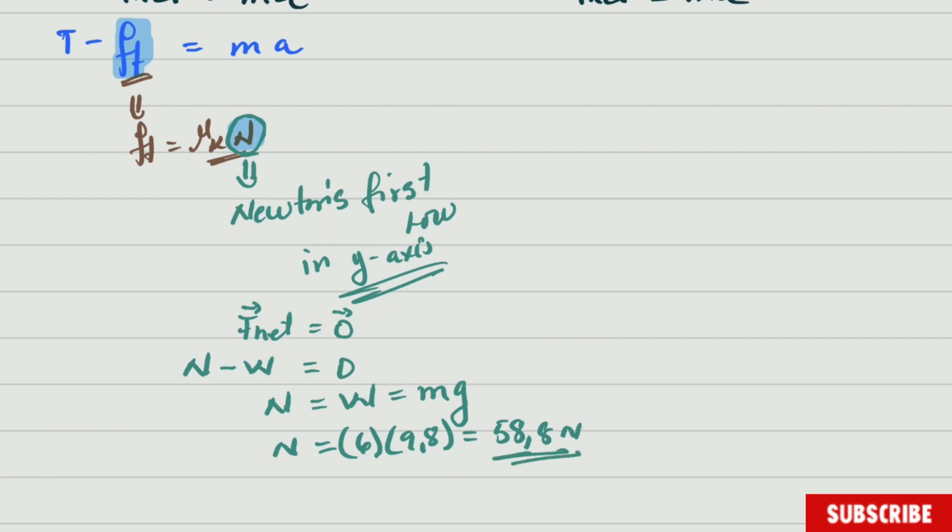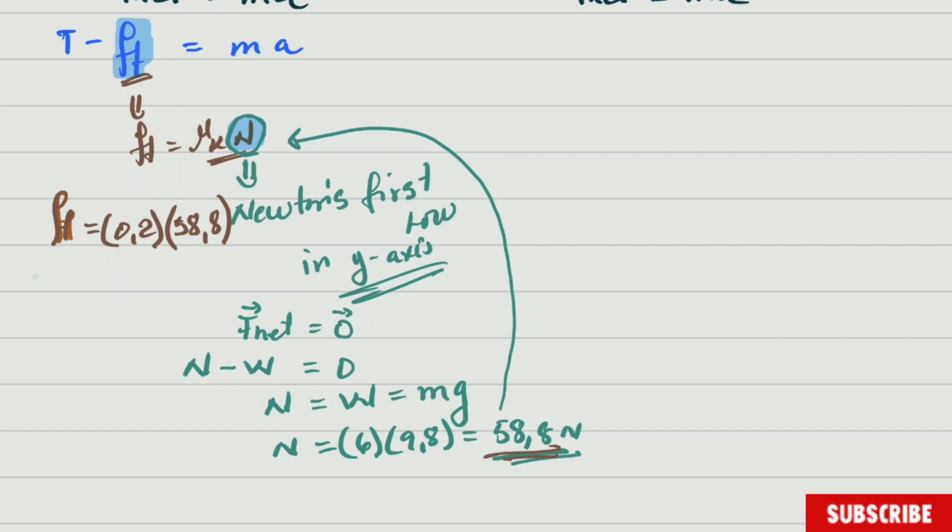Now, this is the normal force. This normal force, we are going to substitute it there to calculate the friction. So now we have that the frictional force is equal to 0,2, which is the kinetic coefficient of friction, multiplied by the normal, which is 58,8. There we go. So frictional force is going to be equal to 11,76 Newton. That is the frictional force.